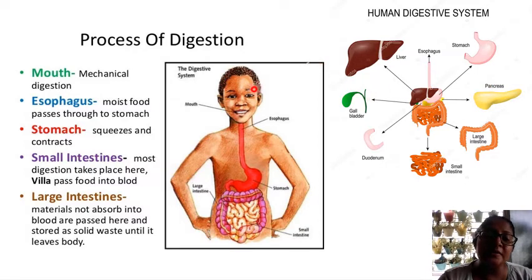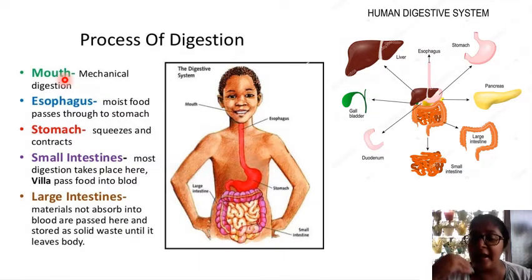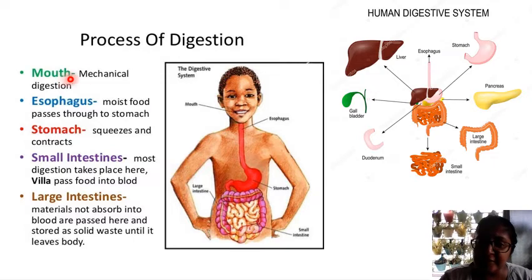Now coming to the process of digestion, the digestion process starts from the mouth. As I said, it helps in the mechanical digestion. Now when we talk about mechanical digestion, what does it mean? Mechanical digestion means we are crushing with the help of our teeth. The saliva gets secreted, and with the help of our tongue we make a bolus, and that is propelled. It moves into the esophagus.